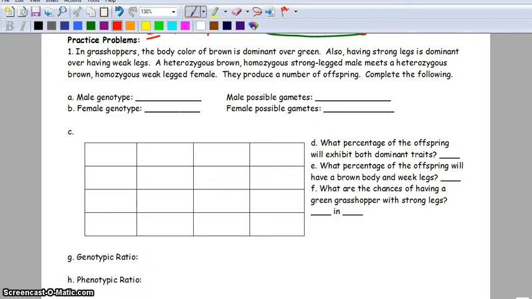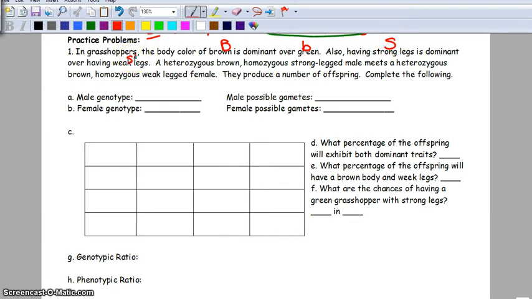All right, let's look at number 1. In grasshoppers, the body color of brown is dominant over green. Also, having strong legs is dominant over having weak legs. So let's find some alleles here. Brown, we're going to give a big B. Green, we're going to give a little b. Strong legs will give a big S. And weak legs will give a little s.